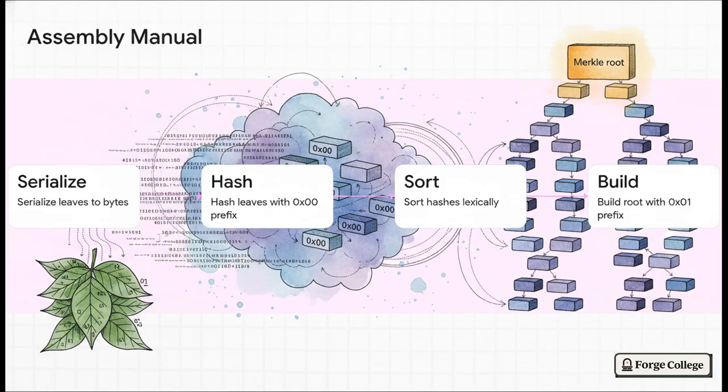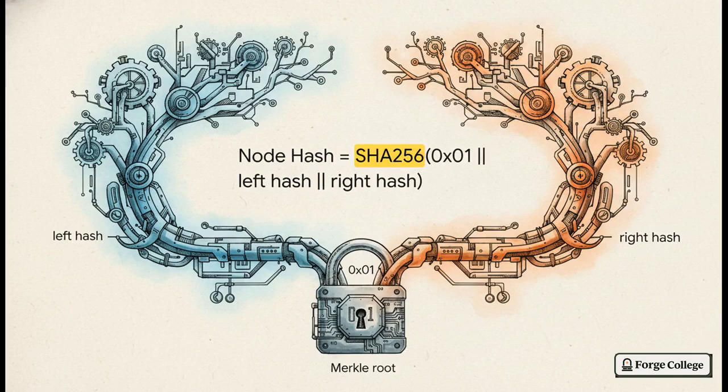But notice a slight change here. We use a totally new prefix, 0x01. The crucial point really comes down to this formula. The node hash equals SHA-256 of 0x01 concatenated with the left hash and the right hash. That single deterministic formula locks our two independent branches together into one neat fixed-size Merkle root. That 0x01 byte specifically tells the protocol, hey, this is a node combining two things, not just a leaf.